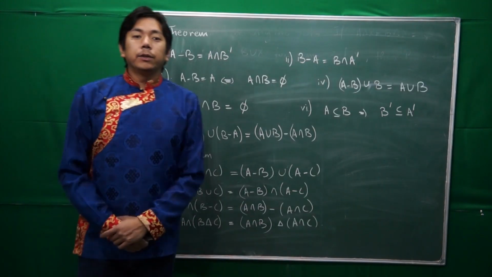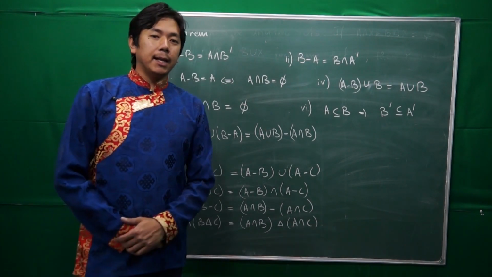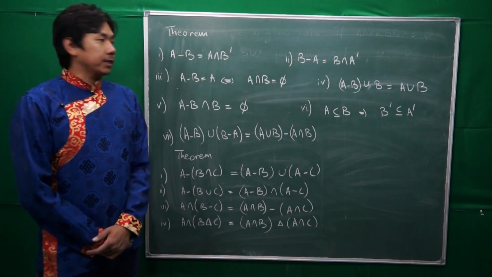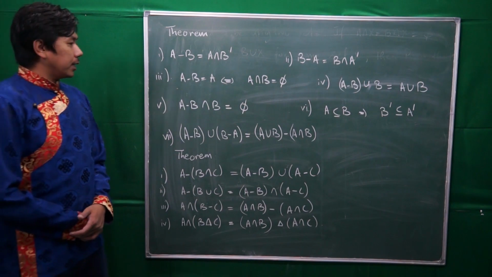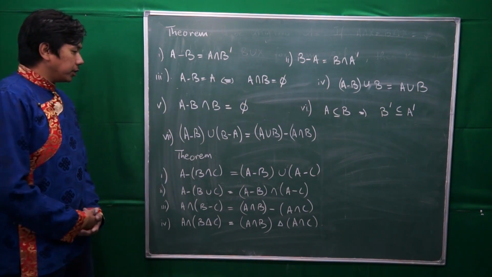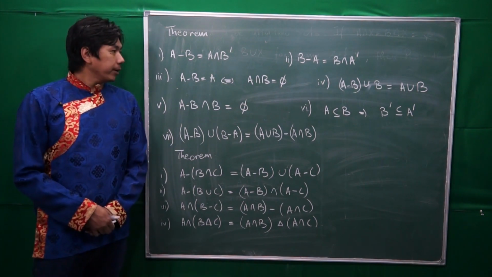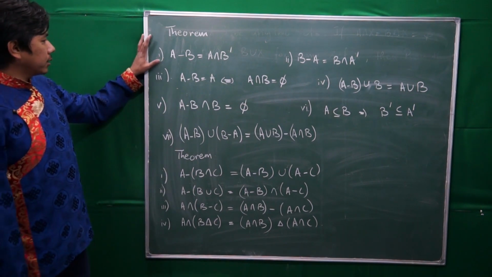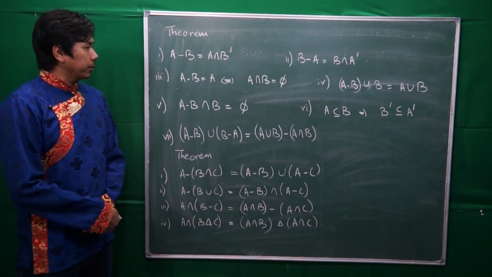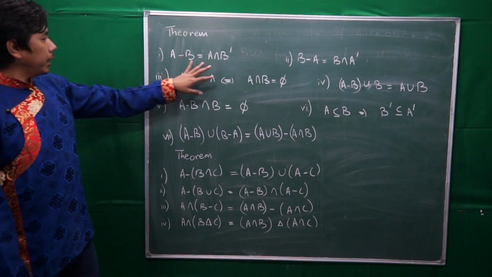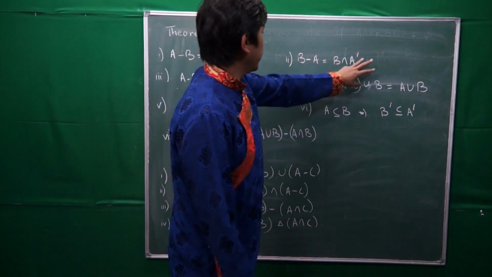Simple. Next we are going to study certain theorems based on the operations and algebra of sets. These are certain operations that are useful in certain questions, mostly complex questions based on IITs. The formulas are such that you have to use them to solve certain questions. All right, A minus B would be A intersection B complement. Similarly, B minus A equals B intersection A complement.